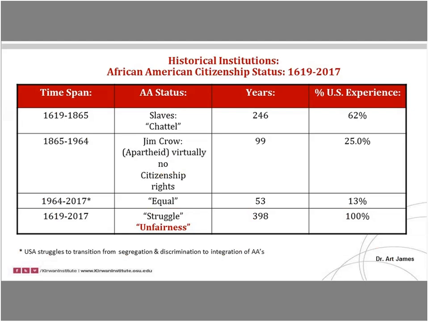This African-American citizenship status grid gives another opportunity to take a look at it from a numbers perspective. I want to draw attention to the very last portion of this grid, which states 1619 through 2017, a struggle, unfairness. We're talking about 398 years. That's 100% of the U.S. experience for African Americans.